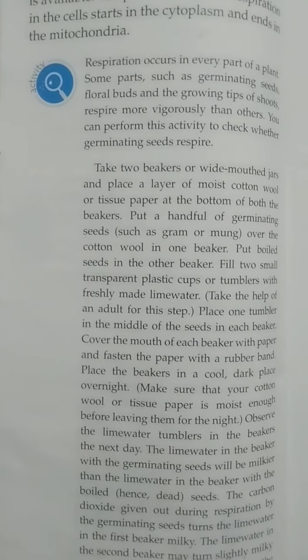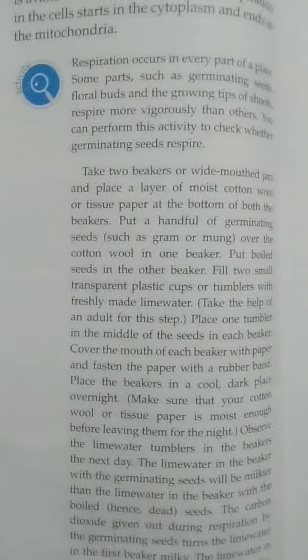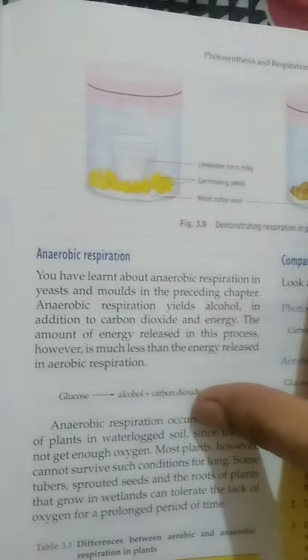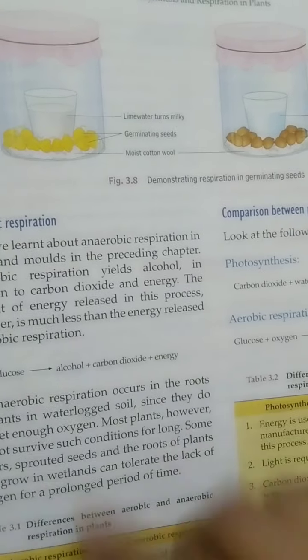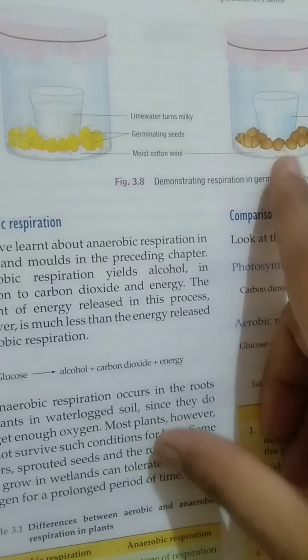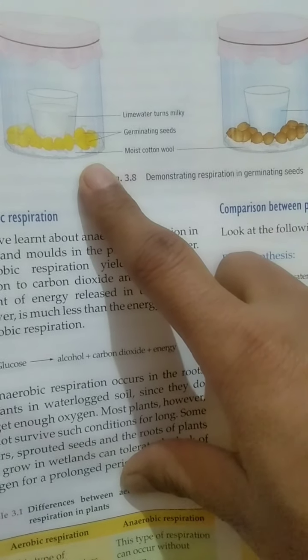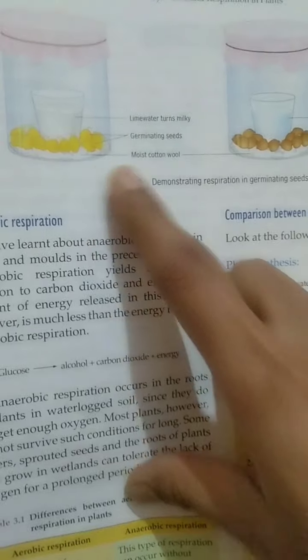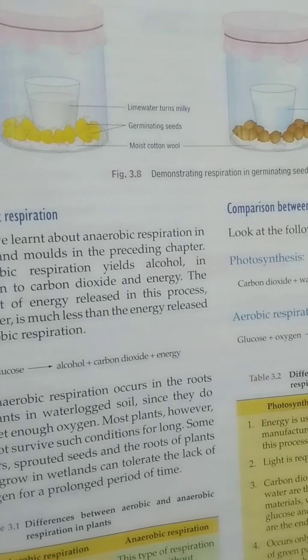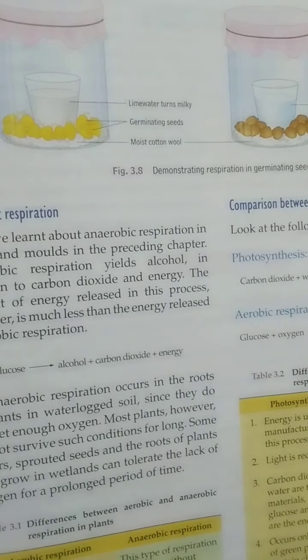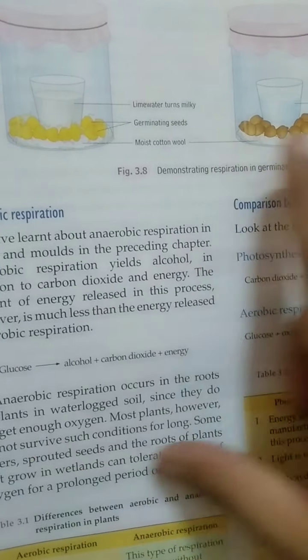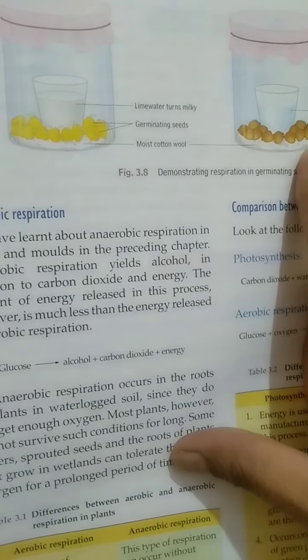So for it we have to take two beakers, or we can take two wide mouth jars also. And at the bottom of each beaker we have to place moist cotton wool. And in place of this moist cotton wool, we can also place a moistened tissue paper. Then on the moist cotton wool, in the first beaker, we have to place some germinating seeds, and in the other beaker we have to place some boiled seeds.